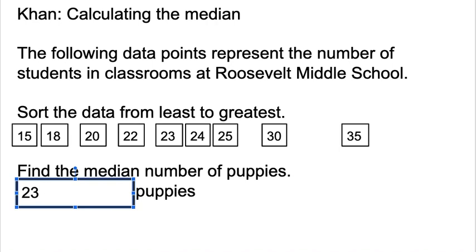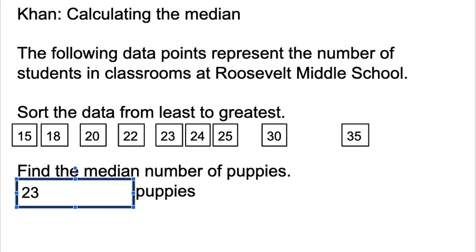So that's the easiest case when you're dealing with finding the median. Again, it's just the middle number. The median is easy when you have an odd set of data, and that's the case on this one. We have an odd set of data. We had 9 points, so we end up with the middle number. You have just a little bit more work to do when you end up with an even set of data.